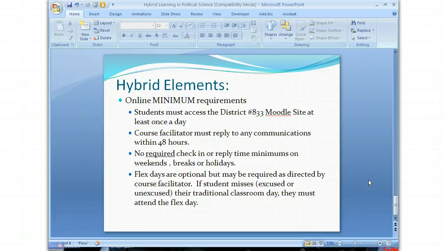The minimum requirements for this would be that students would be expected to at least visit the site once a day. Doesn't necessarily mean that they would work on anything, but just to check in. But the flexibility of being able to work on their learning based on their schedule is really an attractive option for students. Facilitators would be required to reply to any communications within 48 hours, hopefully more frequently than that. No required check-in time or reply minimums for weekends or breaks. And the flex days are optional as earlier discussed, but could be required as directed by the course facilitator, especially if that student actually missed a classroom day of instruction.